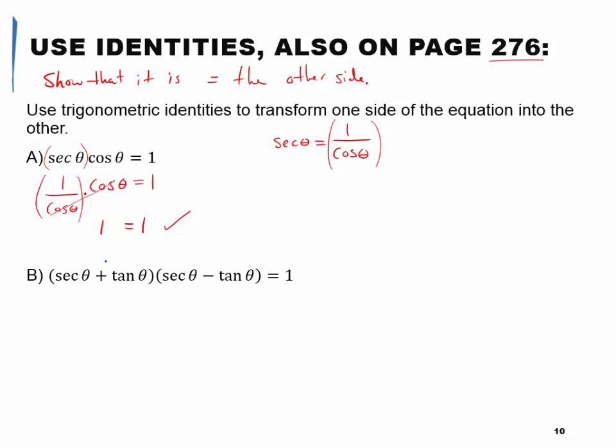I am going to FOIL this. First, outside, inside, last. Secant times secant is what? Secant squared theta. Secant times negative tangent is negative secant theta tangent theta. Tangent theta times secant theta is positive secant theta times tangent theta. It cancels itself out. We're getting there. Tangent times negative tangent is negative tangent squared theta. And that needs to all equal 0.